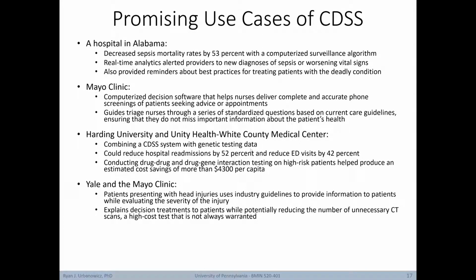At the Yale and Mayo clinics, on patients that present with head injuries, they use industry guidelines to provide information to patients while evaluating the severity of the injury. The system they use explains decision treatments to patients while potentially reducing the number of unnecessary CT scans, which is a high-cost test that's not always warranted.